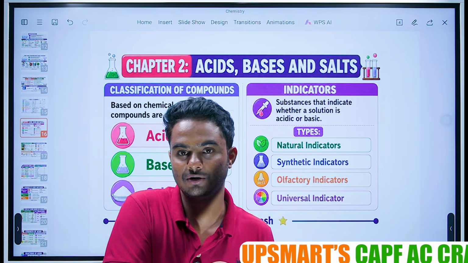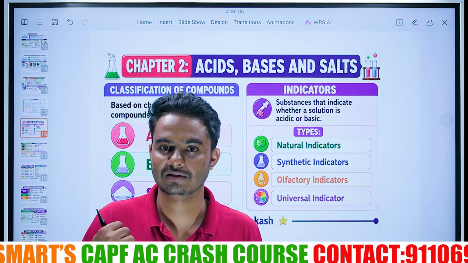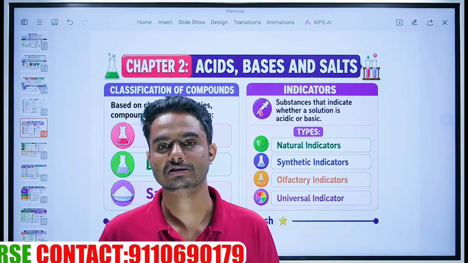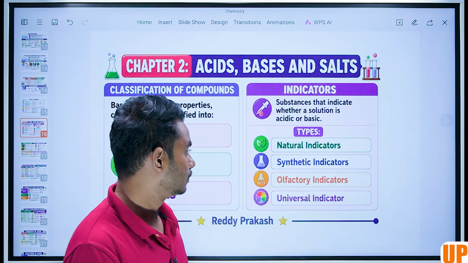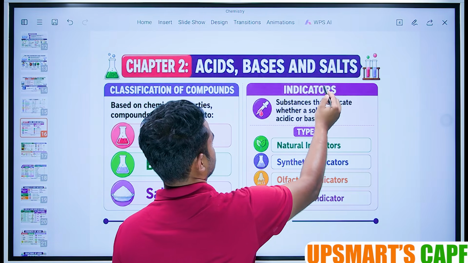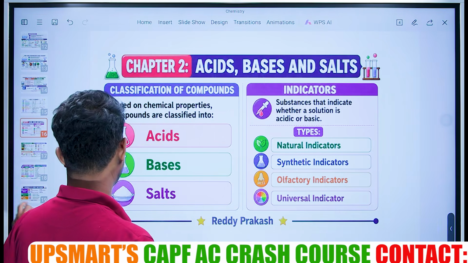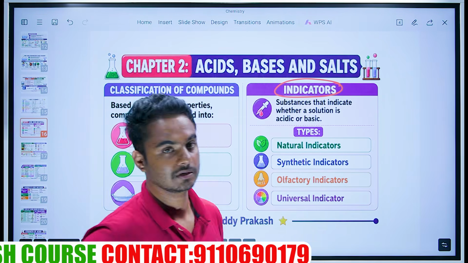Can we observe hydrogen separating? Can we observe OH- separating? It's not easy for the naked eye to observe these things. So what the scientists, what our ancient Indian people did, is they got indicators. What are indicators, sir?